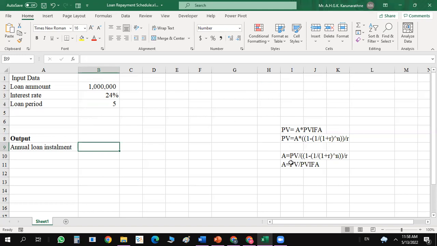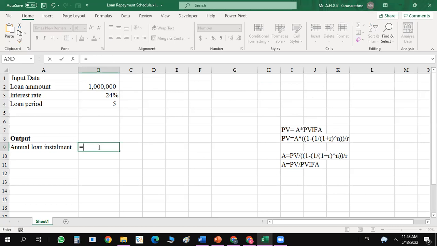එතකොට මේ formula එක මම ගන්නවා. A කියලා කියන්නේ මොකද්ද? Loan installment එක. V කියන්නේ present value, that means the loan. And for you to compute the annuity, you need to know the principal of the loan amount borrowed and PVIFA. PVIFA depends on interest rate and period. So you can compute the loan installment.